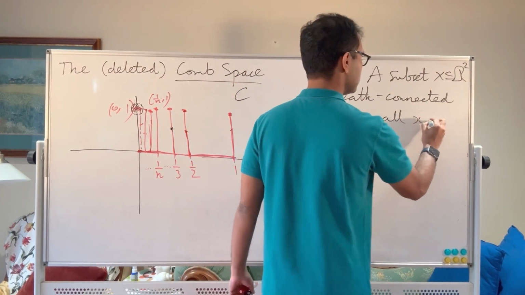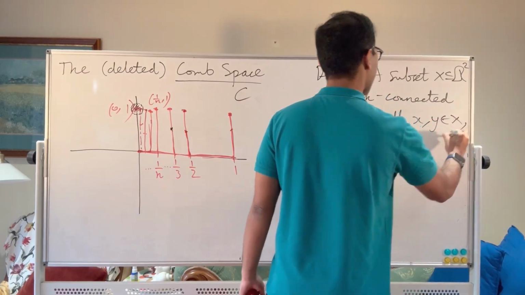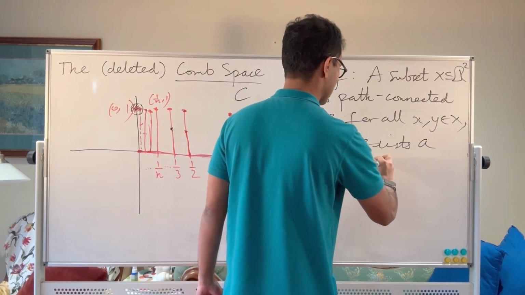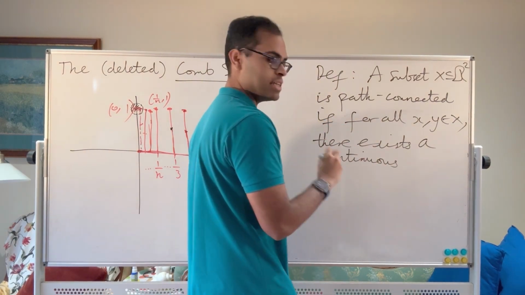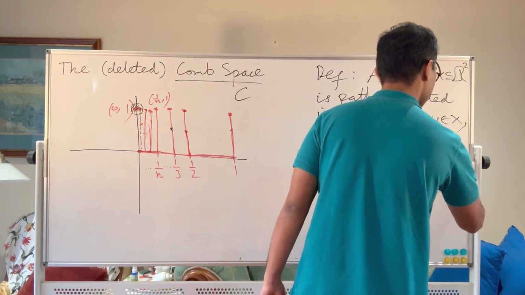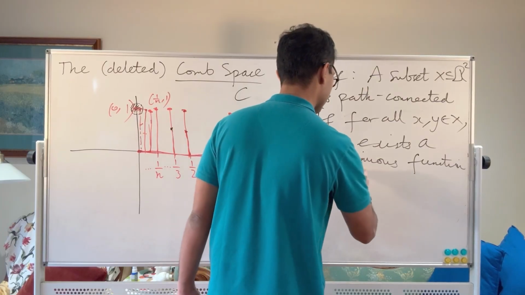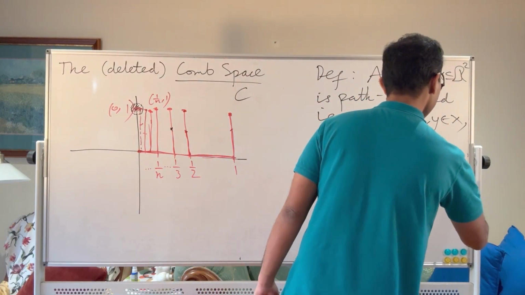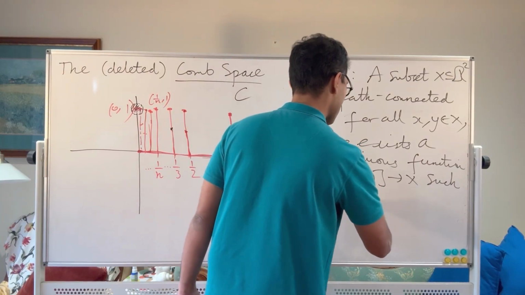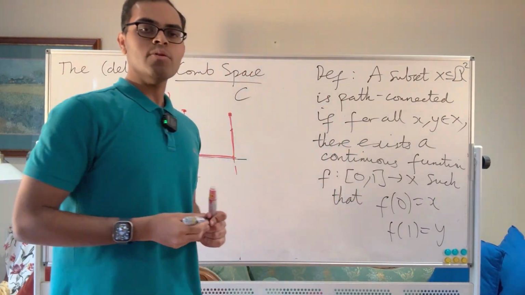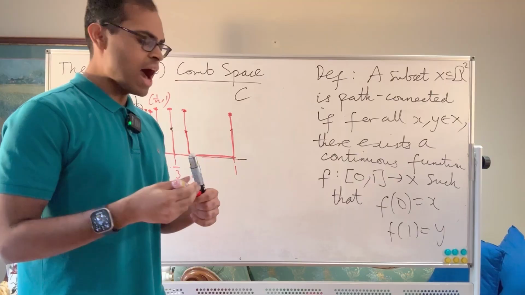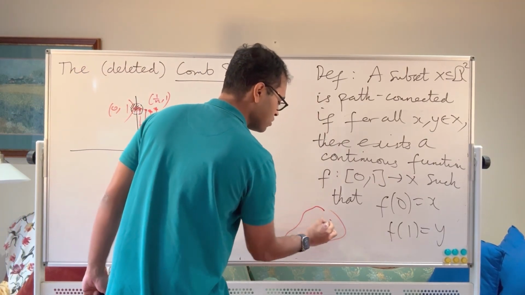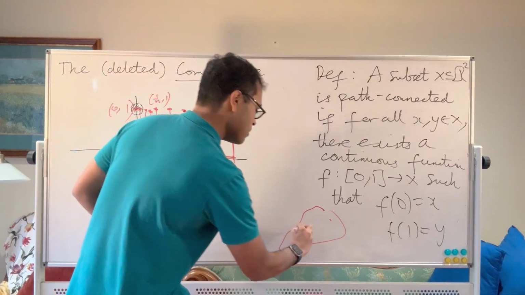For all x, y in X, there exists a continuous function f from the interval [0, 1] to X such that f(0) is equal to x and f(1) is equal to y. In other words, there's a continuous function, and we think of this as a path. Intuitively, you have your X, it doesn't matter what it is. You could have two points in your X. Let's call them x and y.